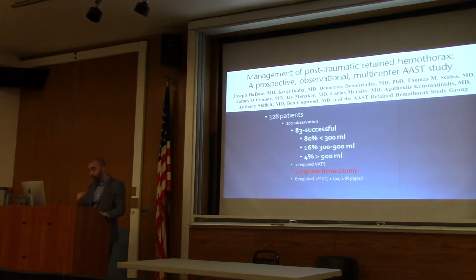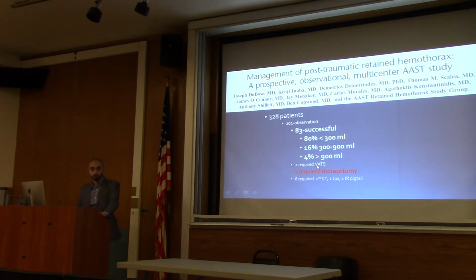So they had 328 patients, 100 of which they observed. And they had a pretty good success rate. 83 of those were successful, so an 83% success rate. Of those successes, 80% had volumetric measurements of less than 300, 16% 300 to 900, and 4% greater than 900. Of course, 18 patients required an intervention, and 7 underwent a thoracotomy. Only 2 patients underwent VATS.